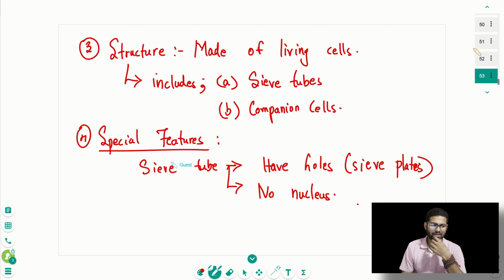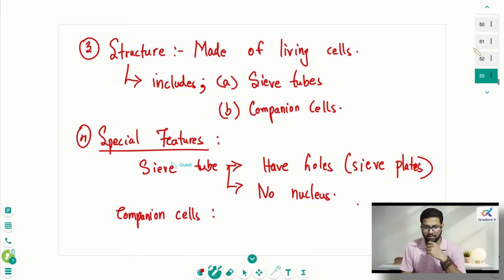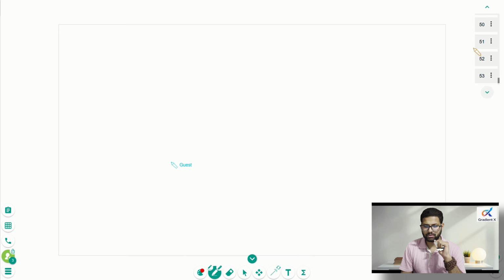Now the next is what, dear? The companion cells. Companion cells. What can be the purpose of companion cells? To control the cells, because sieve tubes don't have the nucleus, so companion cells control the sieve tube cells. Yes, very good. Have you read it? That's nice. They support sieve tubes.